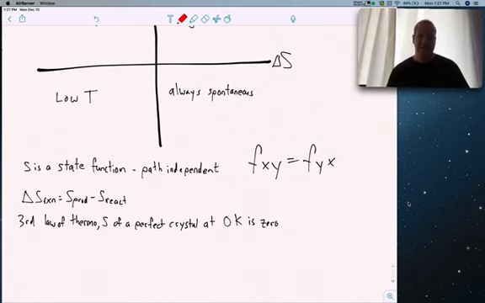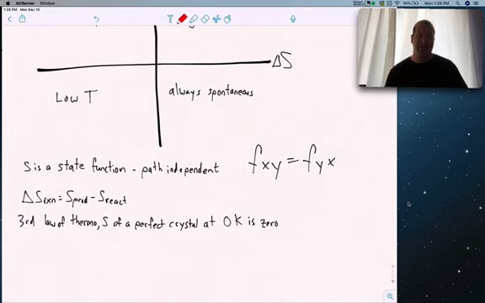So not just learn about chemistry, learn that chemistry is connected to other classes, and one of them is mathematics. If the partial derivative of a function with x with respect to y is equal to the partial derivative of the function y with respect to x, that is known as an exact differential, which means it's a state function, which means it's path independent.